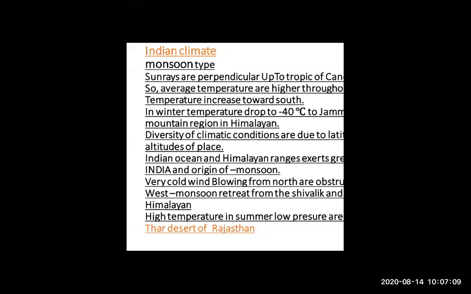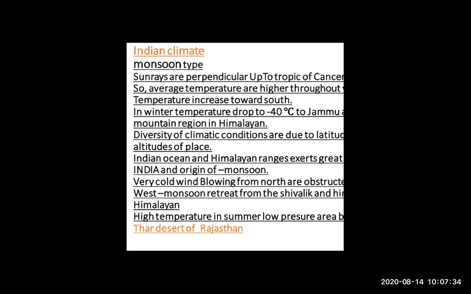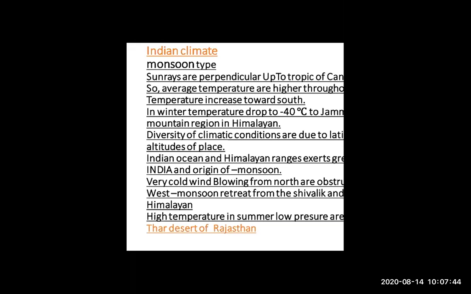Temperature increases towards the south. Now, why the south? You see that there is always a coastal part over there. In the south there is Chennai, Kerala, and because of increasing temperature, there is always higher rainfall in Chennai and on the Kerala side, on the south side. Okay. So near the Tropic, sun rays are perpendicular, so average temperature is higher throughout the year, and temperature increases towards the south.